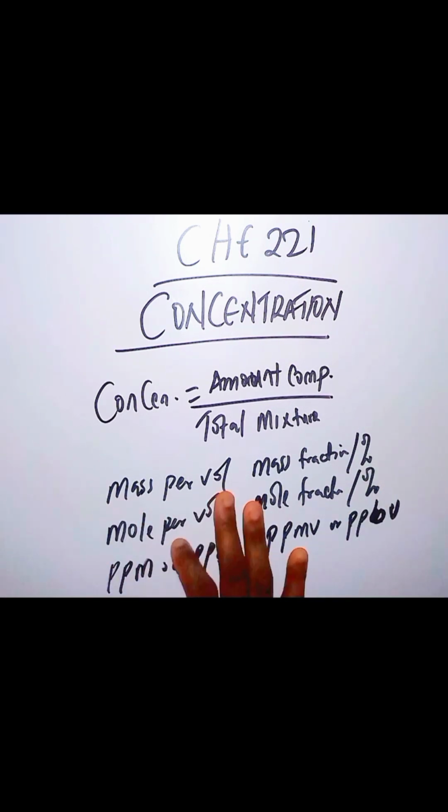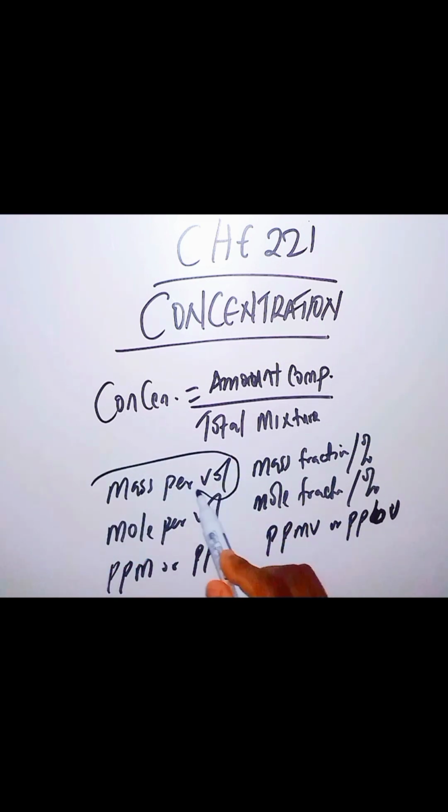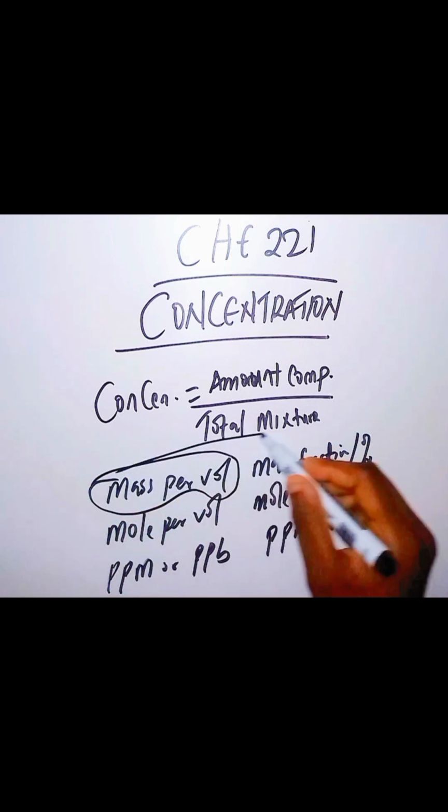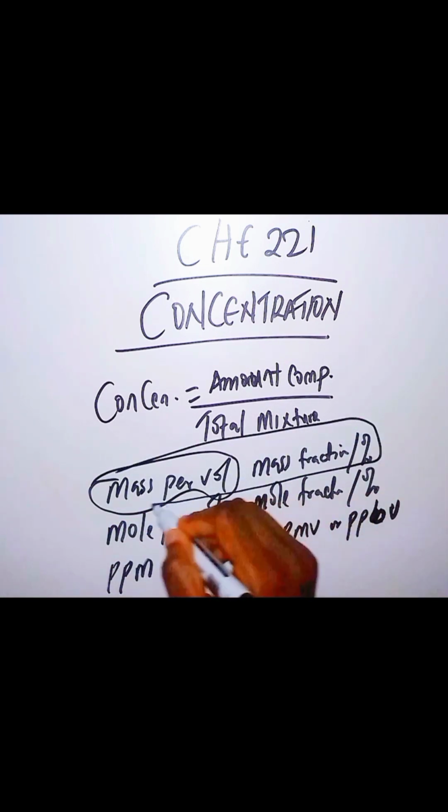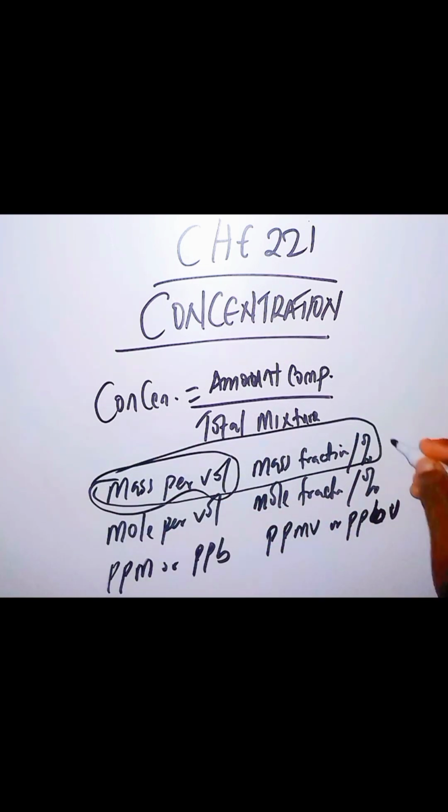It's important to know the various ways you can get each of these concentrations. For mass per volume, if you could remember density, the formula for density is mass over volume. Then mass over volume can be seen as a mass per volume concentration. We can call mass fraction and mass per volume as mass concentration. And we can call mole per volume and mole fraction as molar concentration.